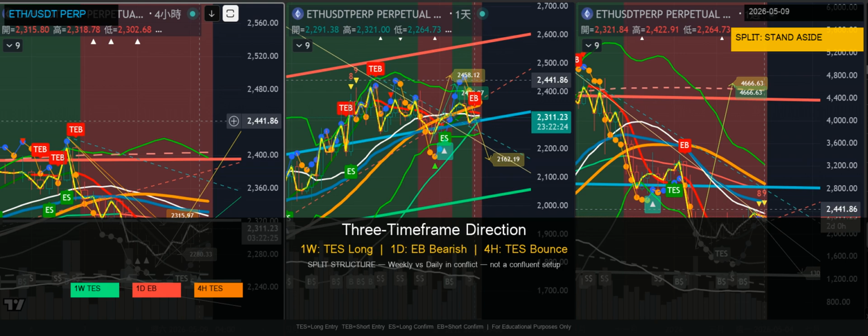After this TES, there has been no new 4-hour EB to invalidate it. The price is bouncing from this TES level. 4-hour bias. Short-term bullish bounce, driven by TS.